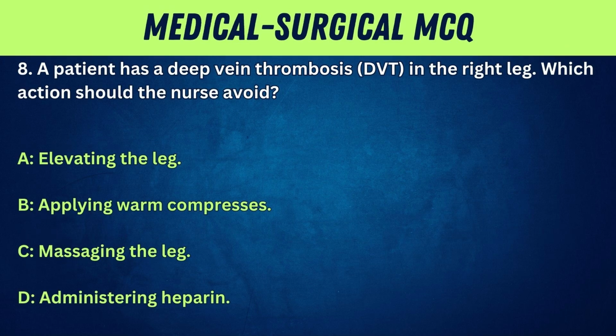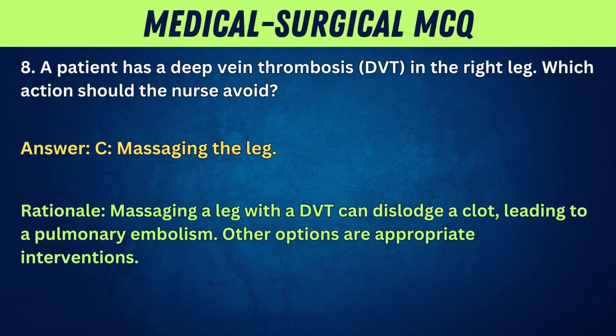8. A patient has a deep vein thrombosis, DVT, in the right leg. Which action should the nurse avoid? A. Elevating the leg. B. Applying warm compresses. C. Massaging the leg. D. Administering heparin. Answer: C. Massaging the leg. Rationale: Massaging a leg with a DVT can dislodge a clot, leading to a pulmonary embolism. Other options are appropriate interventions.